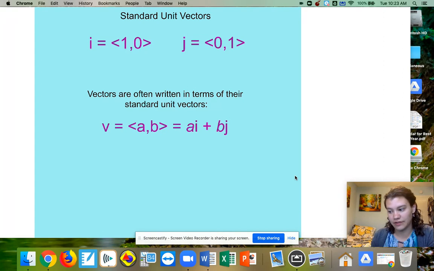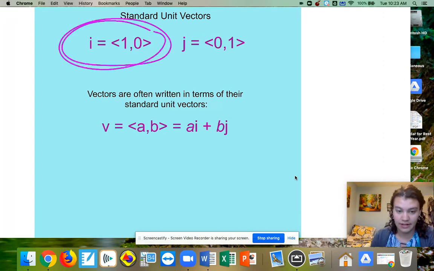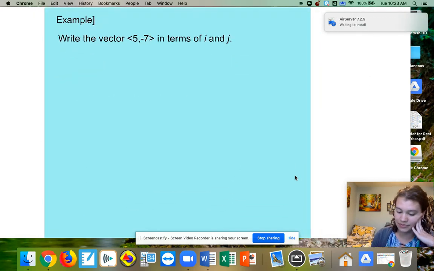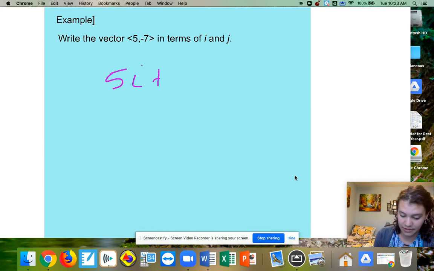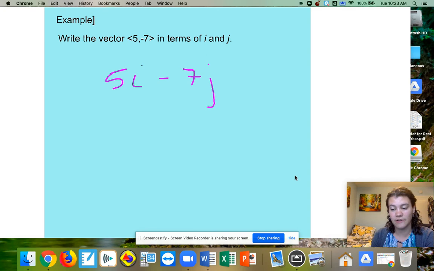Okay, so standard unit vectors. Here, i is defined as you have 1 in the x direction and nothing else, so 0 in the y. j is nothing in the x direction and 1 in the y direction. So you can write your standard vector, or your component vector, as ai plus bj. So an example of that, if I have <5, -7>, I can rewrite this as 5i plus -7j. And that means the same thing. Same thing like factoring or expanding. It doesn't matter which one you have. They mean the same thing. It's a different way of writing it.